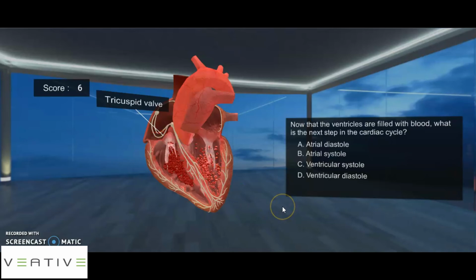Now that the ventricles are filled with blood, what is the next step in the cardiac cycle? Now the blood has already filled the ventricles. So what is the next step? Amazing. The ventricle will contract, which is ventricular systole. You already get your 7th score.